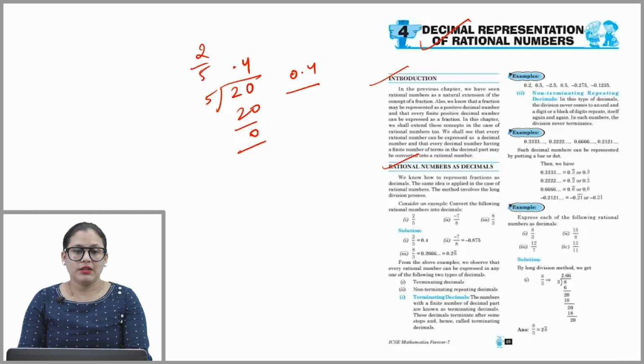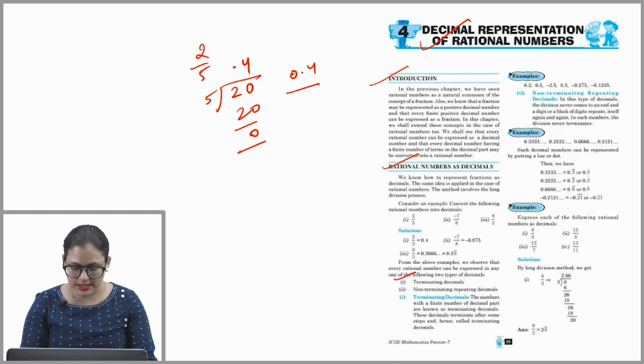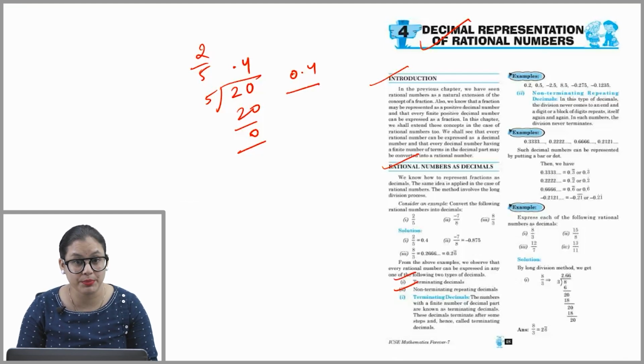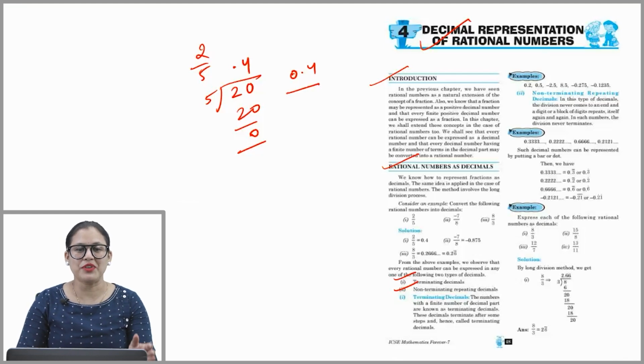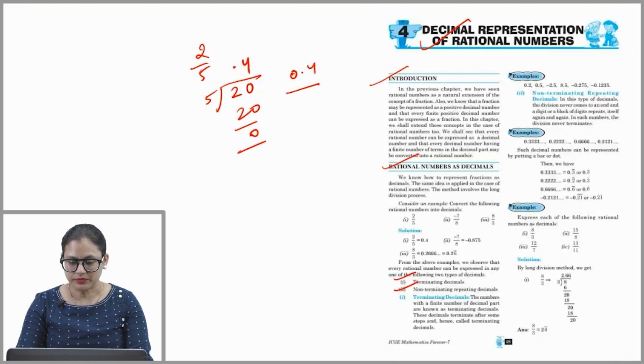Okay. So, from these examples, we observe that every rational number can be expressed in any one of the following two types of decimals. Number 1, terminating decimals. Number 2, non-terminating repeating decimals. Number 1, terminating decimals. The numbers with a finite number of decimal parts are known as terminating decimals. These decimals terminate after some steps and hence are called terminating decimals. Examples, these are the terminating decimals.